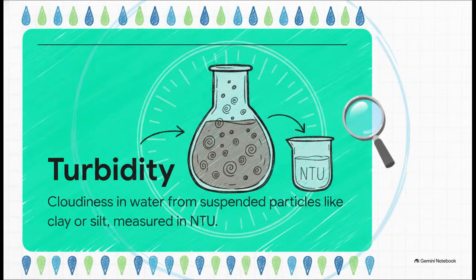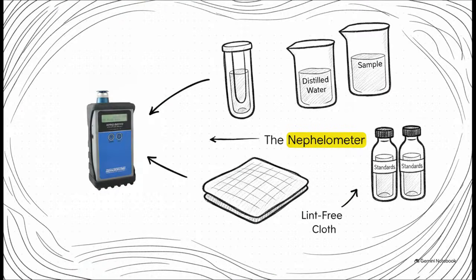So what exactly is turbidity? Well, essentially it's just that cloudiness or haziness you see in water. It's caused by all these tiny, often invisible suspended particles, things like clay, silt, maybe some finely divided organic matter. And if we want to ensure our water is actually safe and treatable, we can't just eyeball it, right? We have to quantify that cloudiness using a very specific metric, Nephelometric turbidity units, or as we usually call it, NTU.